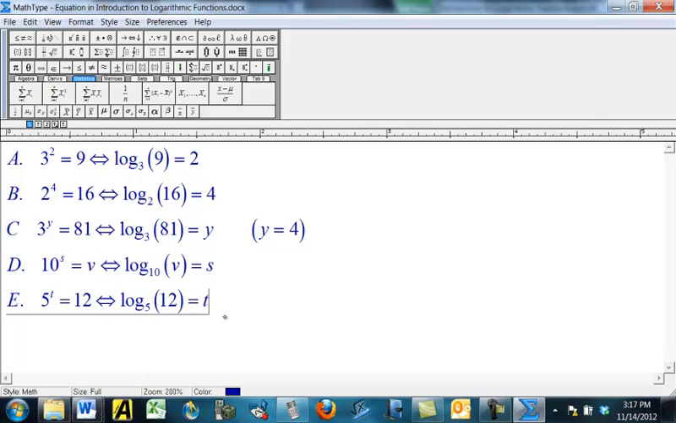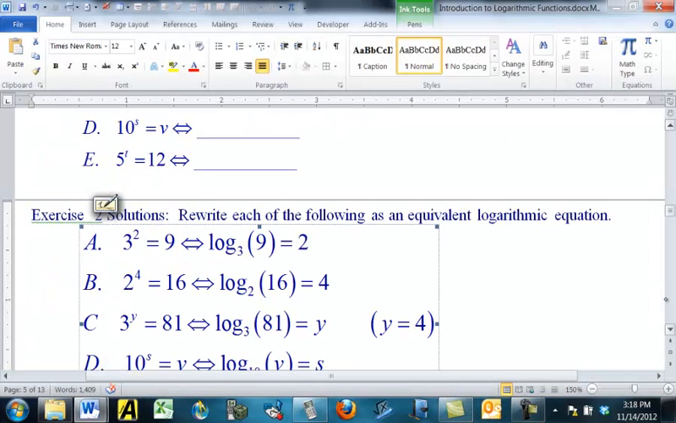So we're saying 5 to what power is 12? Let's see, 5 to the first power is 5, 5 to the second power is 25. So it's 1 point something because we know that logarithm is going to be a connected continuous function. So it's somewhere in between 1 and 2, but we don't know exactly where it is. We'll talk about how to approximate that a little bit later on.